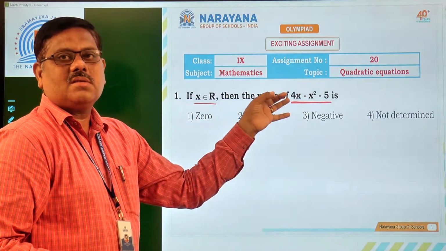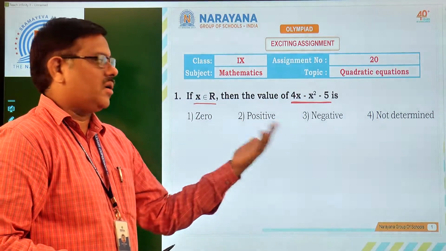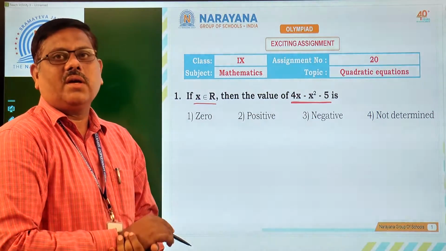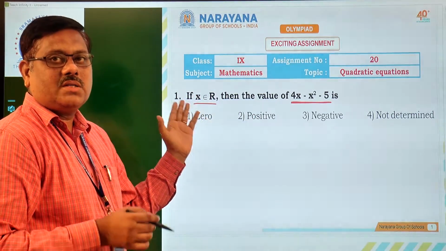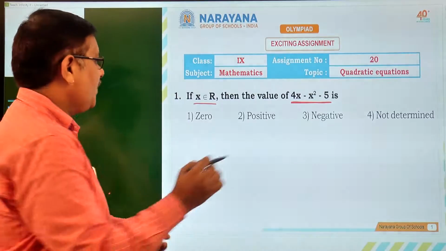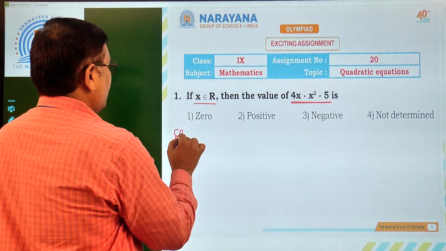He is asking about the sign of the expression, whether it is positive, negative, zero, or we cannot determine. Those are the options given. But what is it saying about x? x is a real number. Okay, now how to do it?